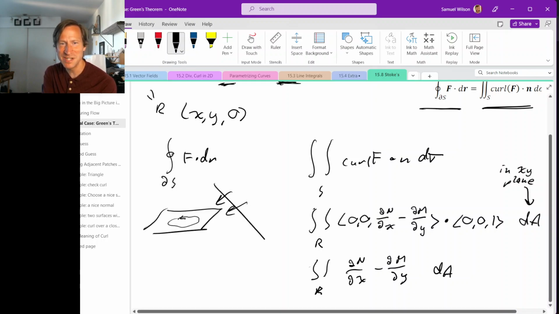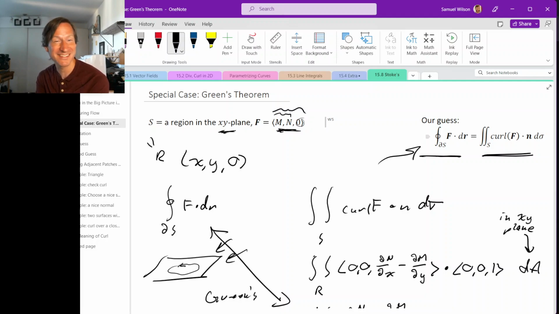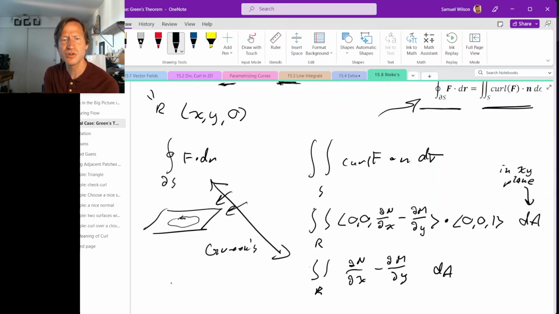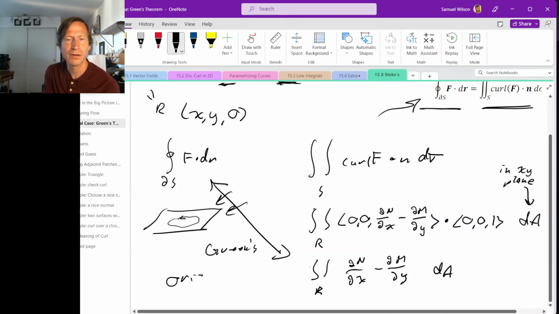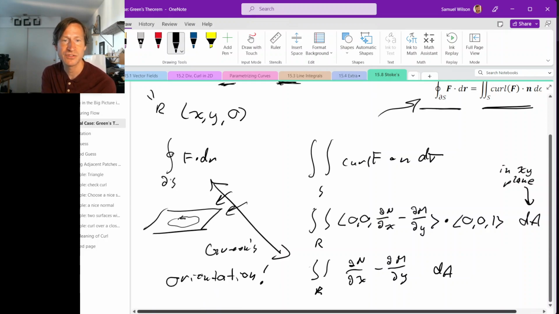And right, Green's theorem does say that these two things are equal. So this is just Green's theorem. So Green's theorem is a special case of what we guessed to be true. So this is confidence building that maybe our guess is actually correct. Although this does introduce a subtlety that maybe we hadn't noticed before, which is to make Green's theorem true, we have to have our orientation correct. Okay, we have to orient the boundary of the region in Green's theorem so that the region is on the left as you go around the boundary.